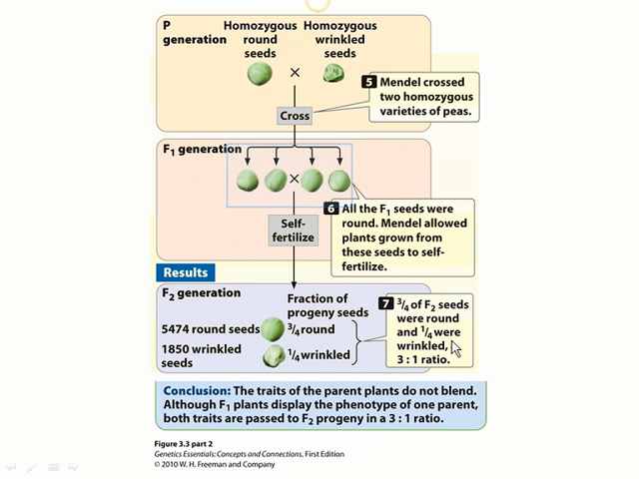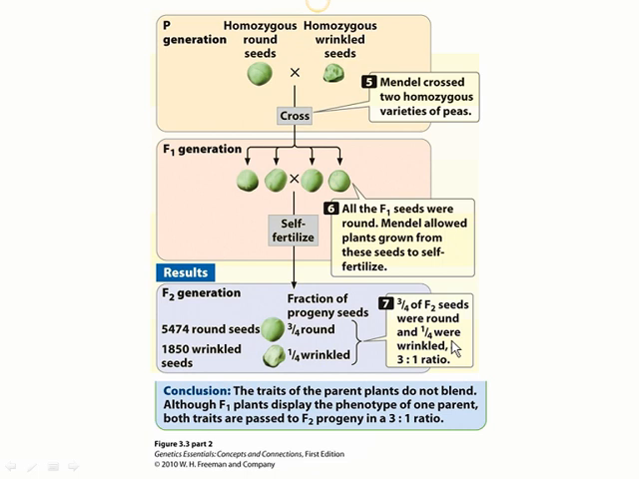So he thought that was interesting because he probably expected a blending effect, but he didn't see that. And then he would grow those plants up and self-fertilize them, and then when he got the next generation, he would look at what kind of seeds they make, and they make some round and some wrinkled. And he found when he repeated this with lots and lots of plants and counted up all the round seeds and all the wrinkled seeds, he got a 3-to-1 ratio of round to wrinkled.